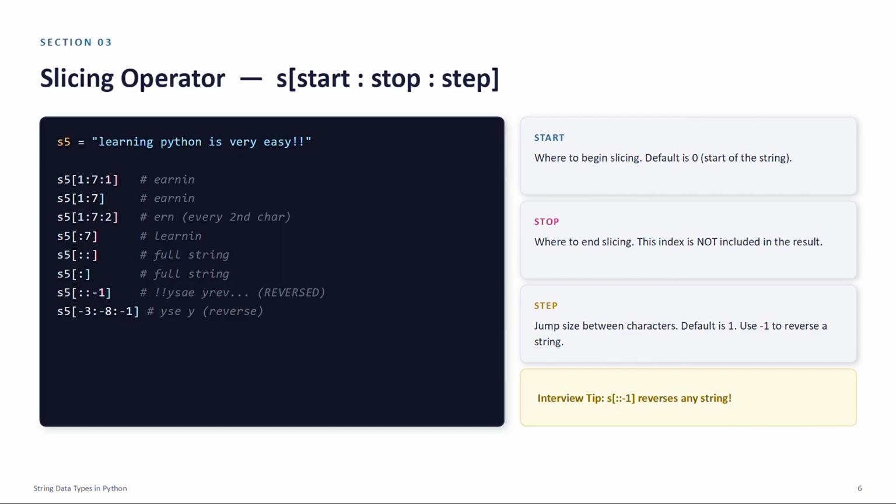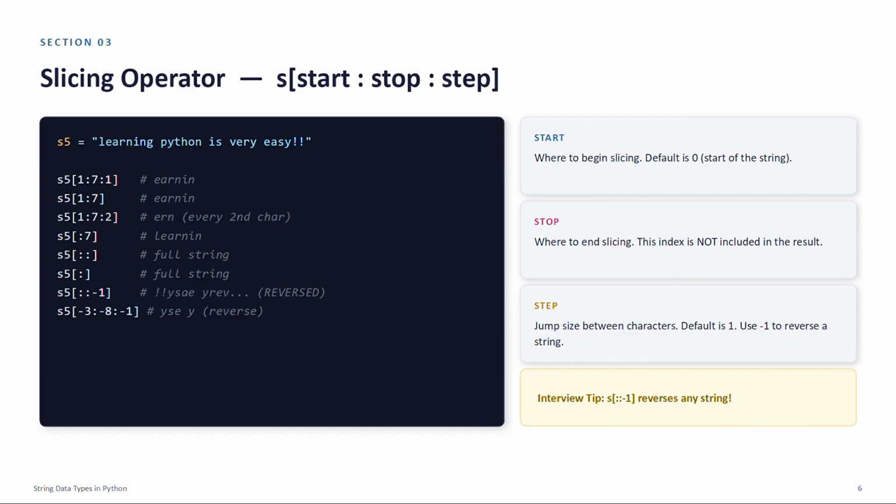So let's begin with the first one. In s, I am storing a variable s as the value "Learning Python is very easy!". Now on the left-hand side of your screen, I have used multiple examples to extract parts of the string from the actual value. So let's extract using the slicing operator. s[1:7:1]. So it starts from the index value of 1. It will stop at 7 and the step will be 1. Stop at 7 means it always ends at 7 minus 1.